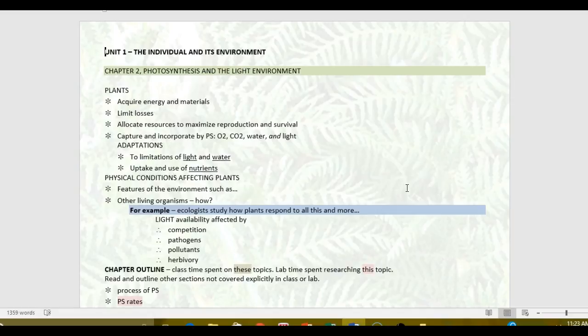Also, light availability can be affected by pathogens. The healthier you are, the more resistant you are. So the more sickly you are or limited you are, the more likely you'll succumb to pathogens. It makes sense. We experience the same thing. Pollutants, same thing, herbivory. There are lots of strategies that plants employ to reduce their obviousness, I guess you could think about it.